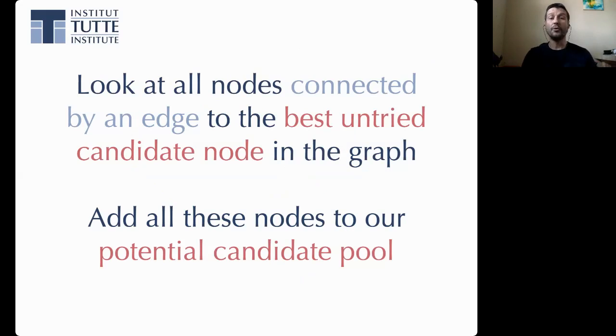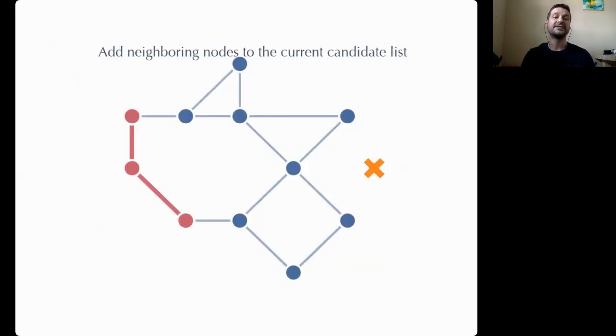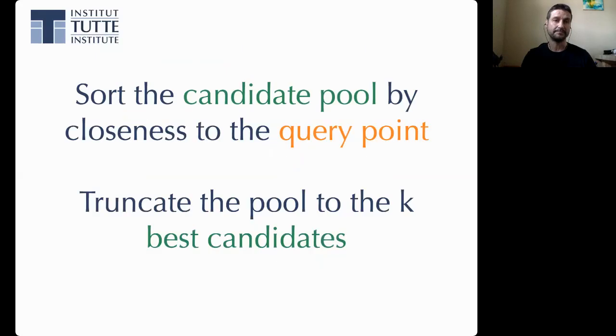Now, we're going to look at all the nodes connected by an edge to the best untried candidate node. Since we're just starting here, there's only one candidate node, but we'll come back to that. And then add all those nodes to the candidate pool. So that's going to look something like this in our pictorial example. We started with our candidate node. We're going to add all the nodes connected to it.